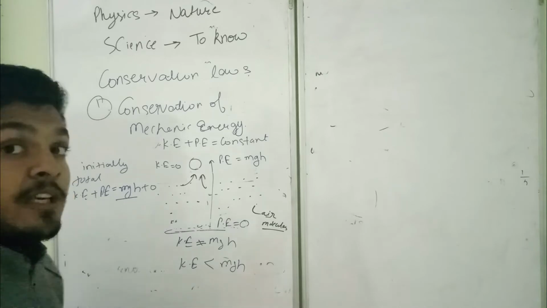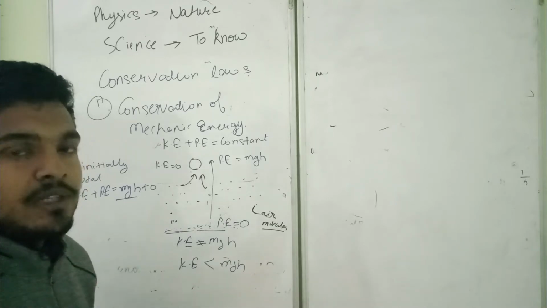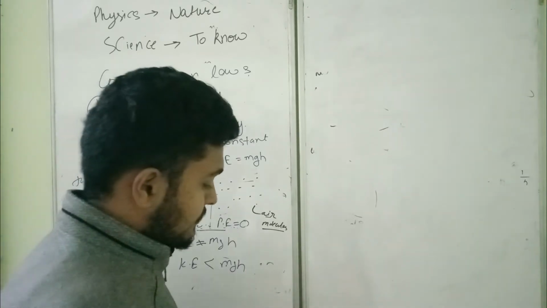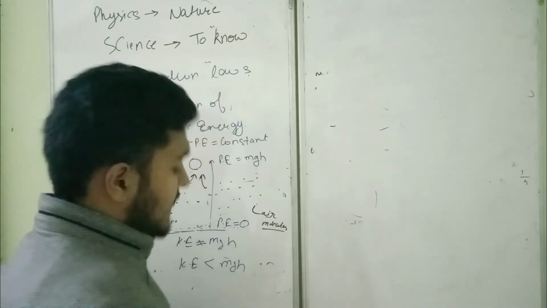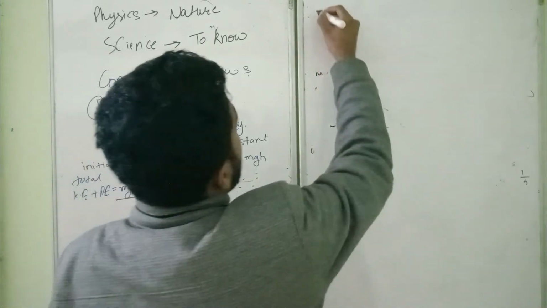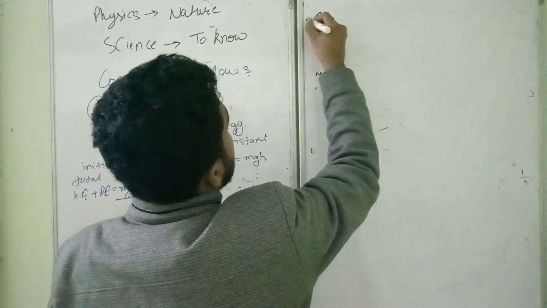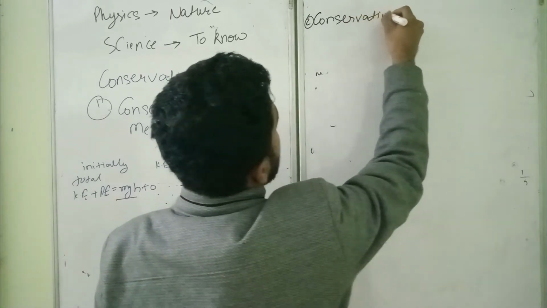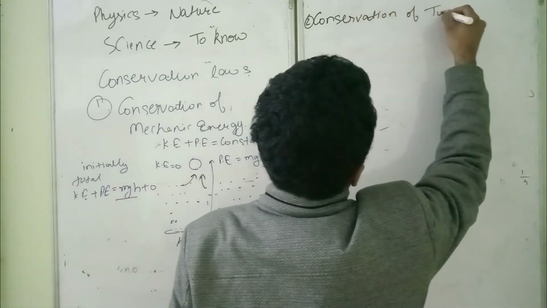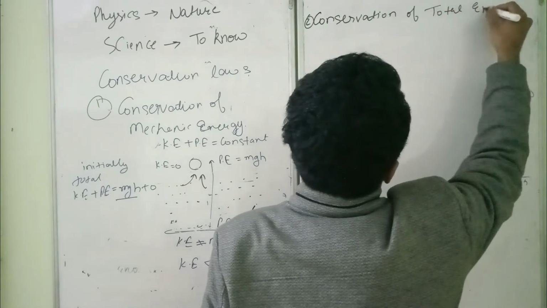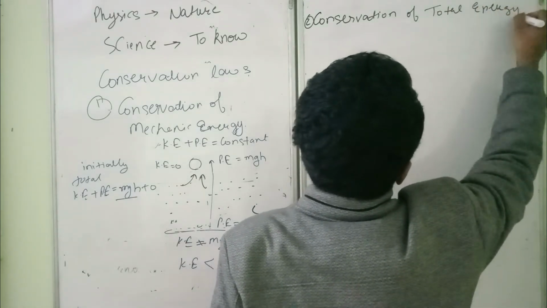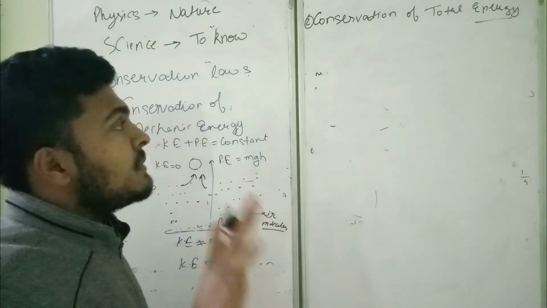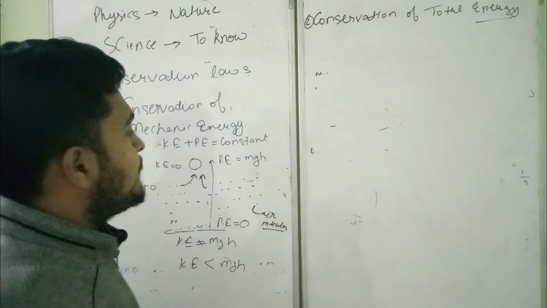So therefore there comes the second conservation law, which is the conservation of total energy. So the second conservation is conservation of total energy. So the total energy of the system is conserved.